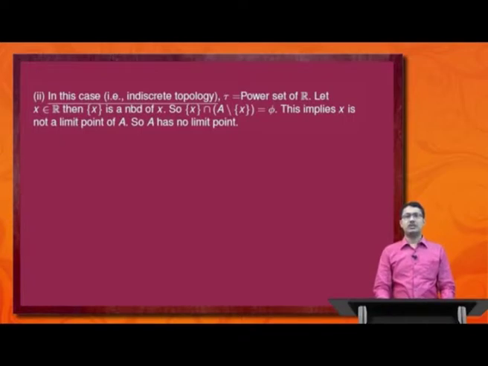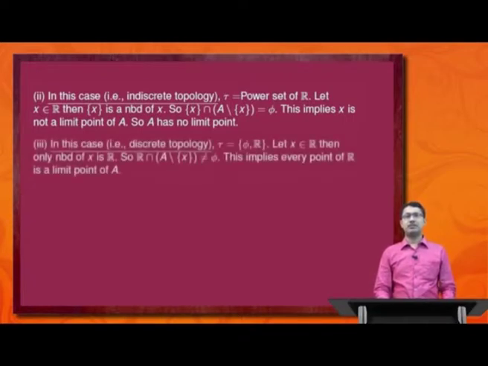For case 3, if we choose the indiscrete topology, then τ is equal to {φ, R}, where R is the set of real numbers, and choose x belonging to the real numbers. Then the only neighbourhood of x is R. There are only two possibilities, φ or R, but φ contains no elements, so there must be one possibility: x belongs to the real numbers, and the only neighbourhood is R.